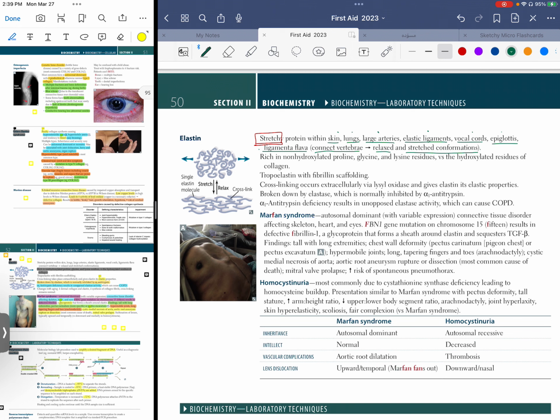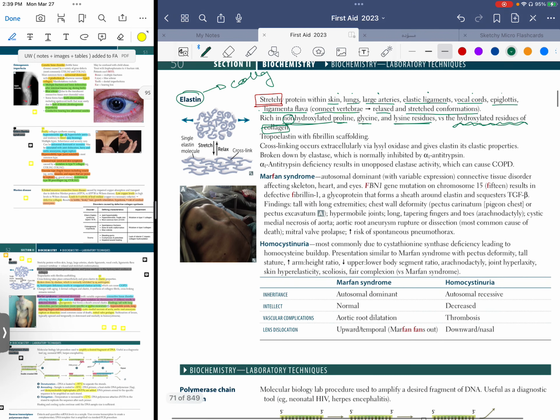and also rich in non-hydroxylated proline, glycine, and lysine residues, versus the hydroxylated residues of collagen. So that's what makes elastin different from collagen, because elastin is rich in non-hydroxylated proline, glycine, and lysine residues, while the collagen does have the hydroxylated residues. That would lead to tropoelastin with fibrillar scaffolding.